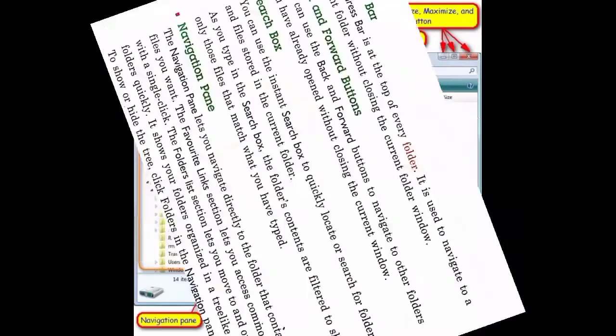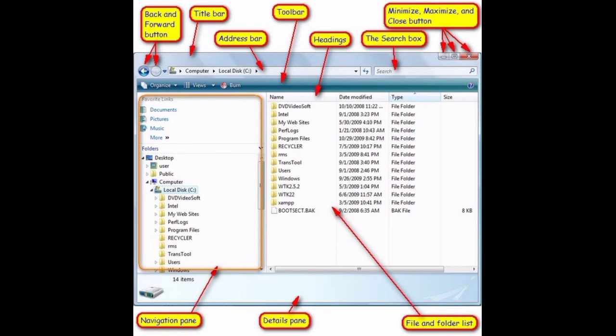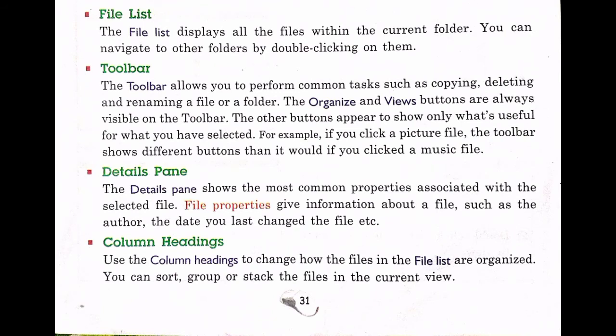Okay, and here you can see the file list. This is the file list and these are the functions around your window. Next we will learn about the file list. What is the file list? The file list displays all the files within the current folder. You can navigate to other folders by double clicking on them.